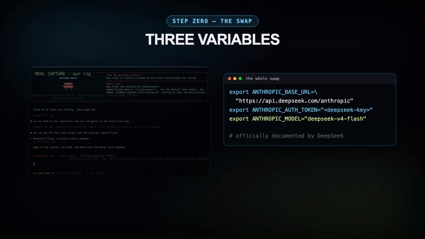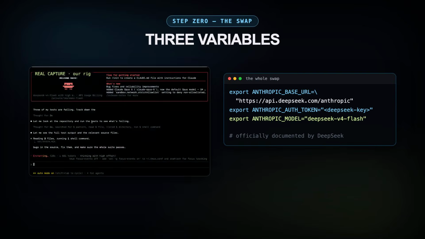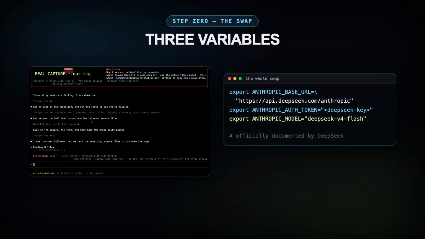So you can run everything you're about to see. Claude Code doesn't care whose brain it wears. It talks to whatever lives at one address. DeepSeek's API speaks Anthropic's format natively, and they document this exact hookup officially. So, 3 variables: base URL to DeepSeek, your DeepSeek key as the auth token, model DeepSeek V4 Flash.